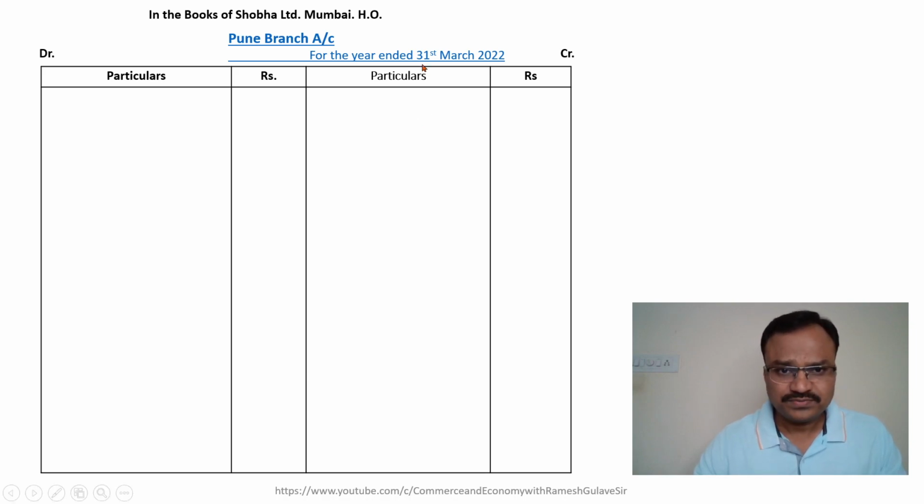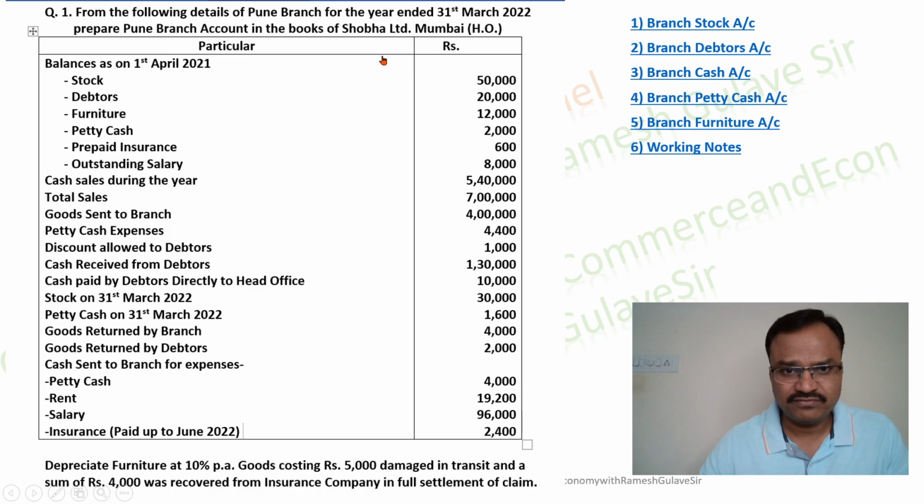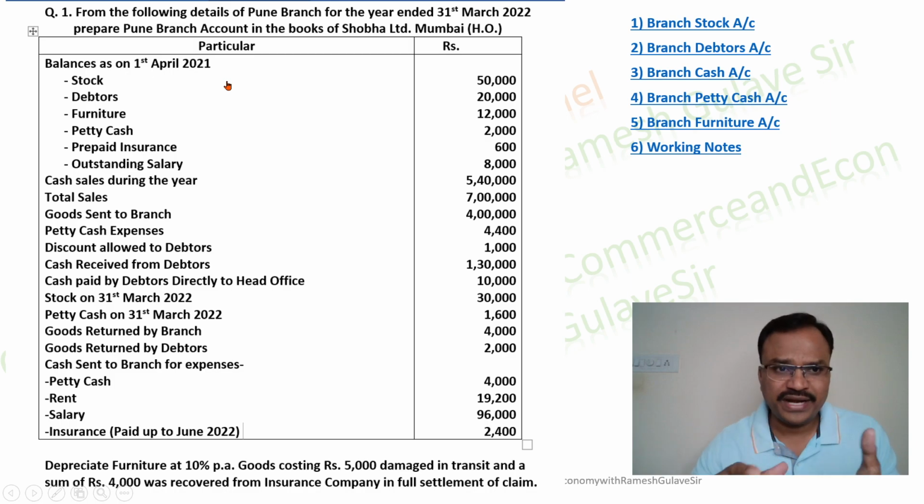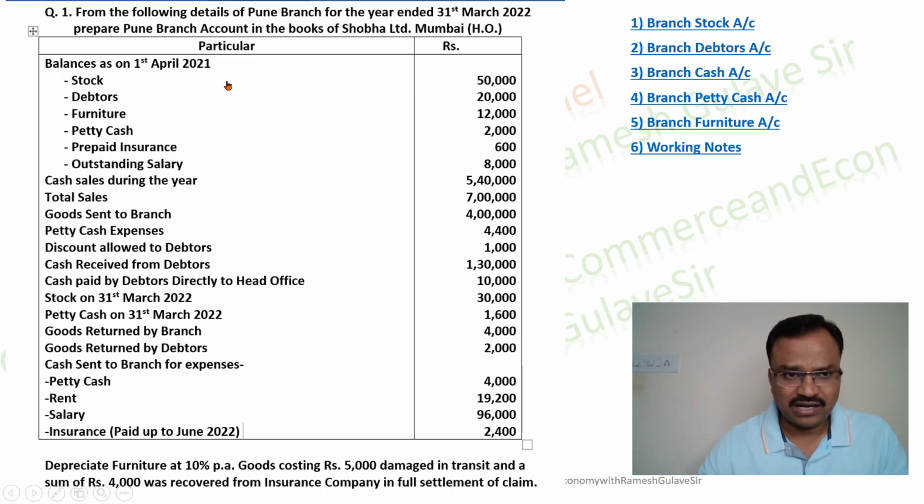Right. Now you should pause the video and prepare this format of branch account so that we start the solution of this problem. Okay, now let us see how to record this information in branch account. As I mentioned that the main account in this question is branch account, where we will get the profit or loss of the branch, right? Along with this, if necessary, we need to prepare some accounts. Now let us see how to record this transaction.